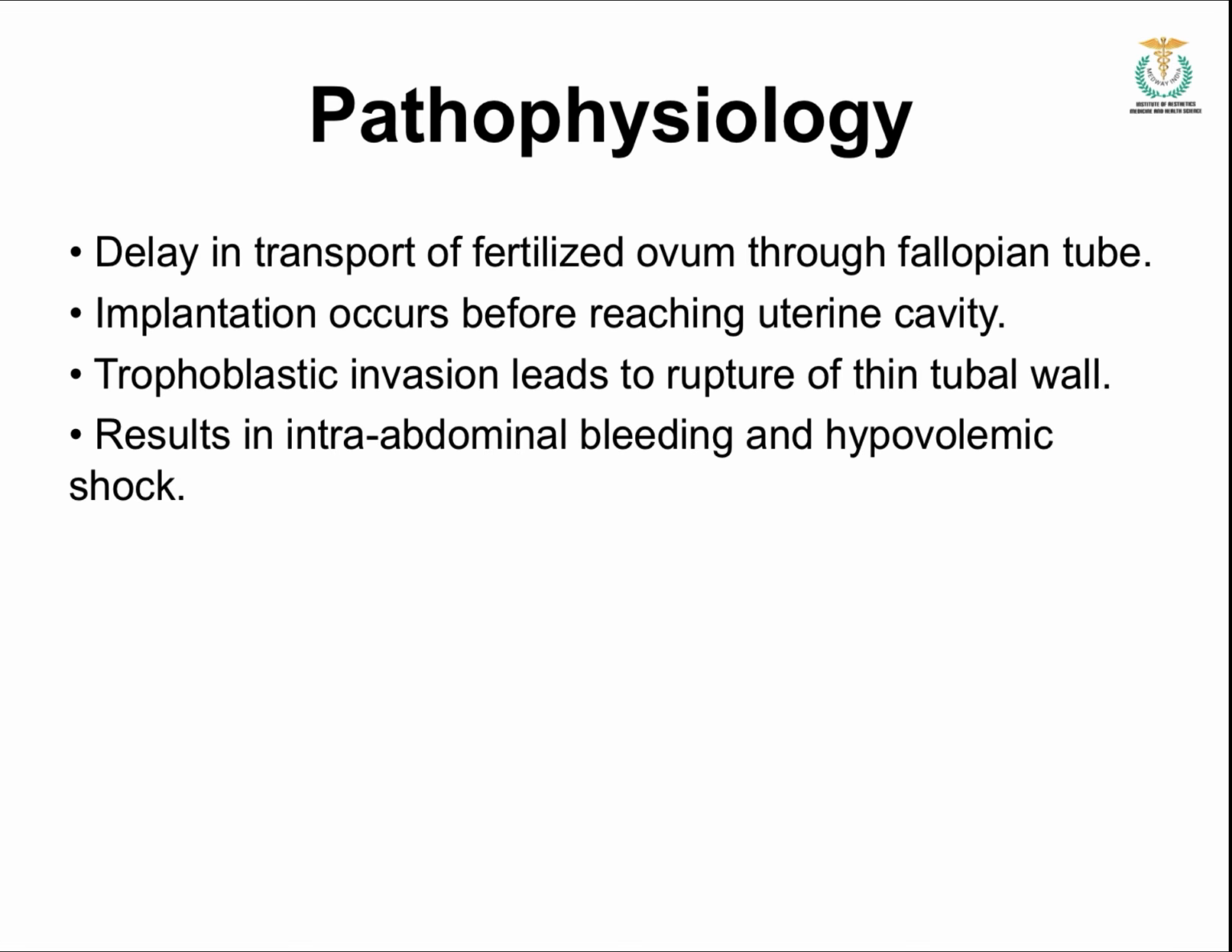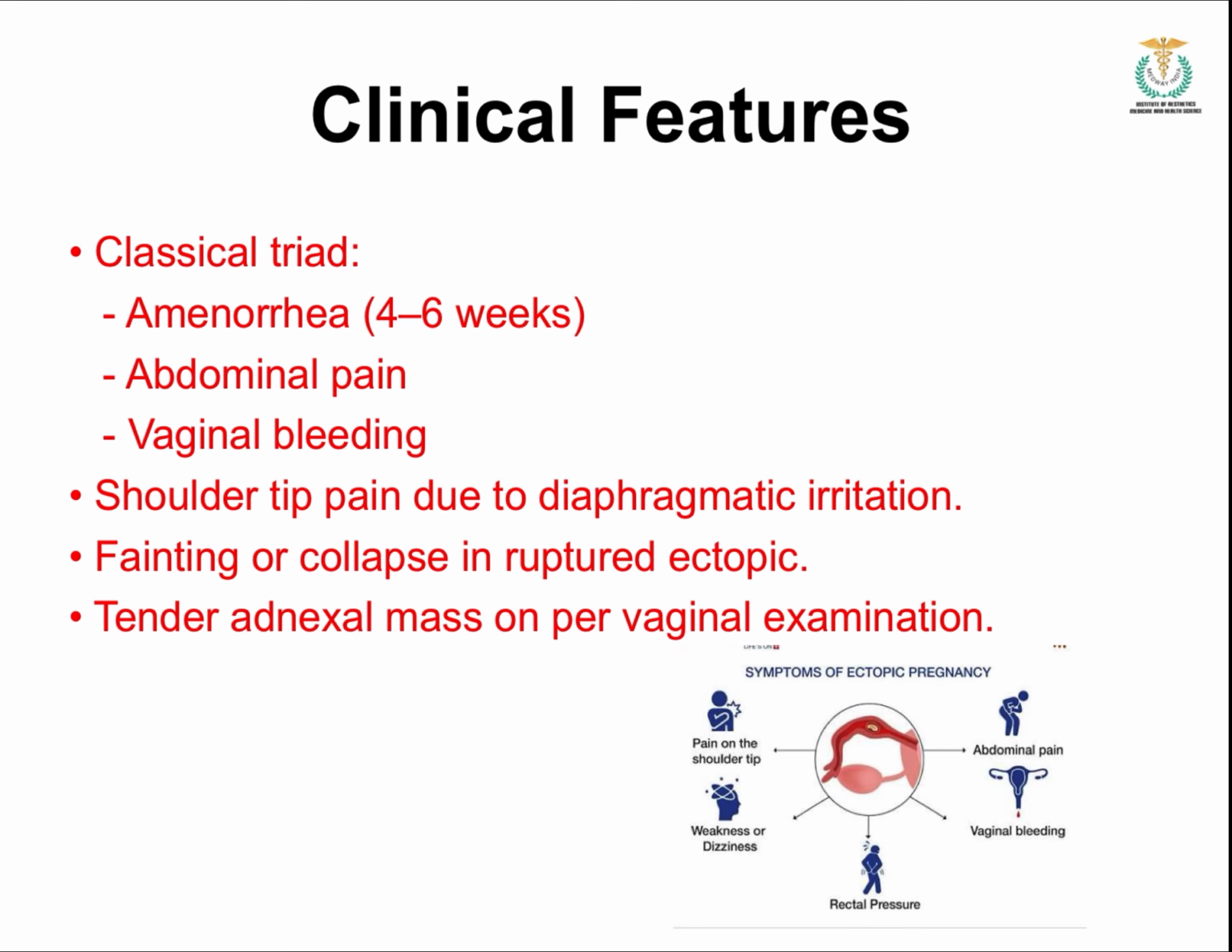Next, moving on to the clinical features. There is a classical triad in ectopic pregnancy: amenorrhea, abdominal pain and vaginal bleeding. Amenorrhea will be 4 to 6 weeks. Always remember this classical triad, but remember it is not always complete. Pain is the most consistent symptom, usually unilateral. Look for shoulder tip pain. That is a red flag for irritation from hemoperitoneum.